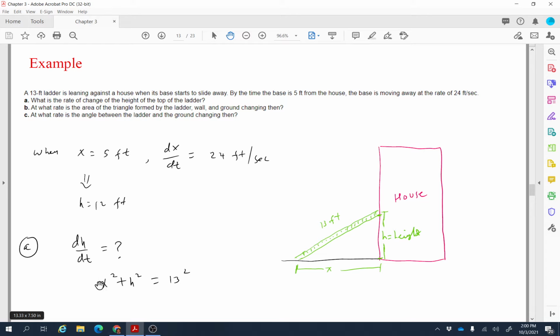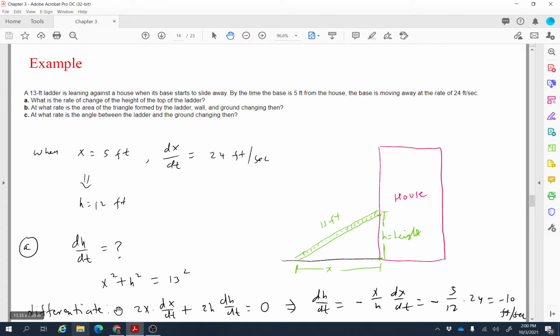Now for finding the rate of change of h, let's differentiate this equation with respect to t on both sides. While finding the derivative, we have to use the chain rule. The differentiation gives you on the left side 2x times dx over dt plus 2h times dh over dt, and the derivative on the right side is 0. So this is the equation we're going to solve for dh over dt. We need to bring this term to the right side and then divide both sides by 2h, and because there is a 2 here and a 2 here, they cancel out. So dh over dt would be negative x over h times dx over dt.